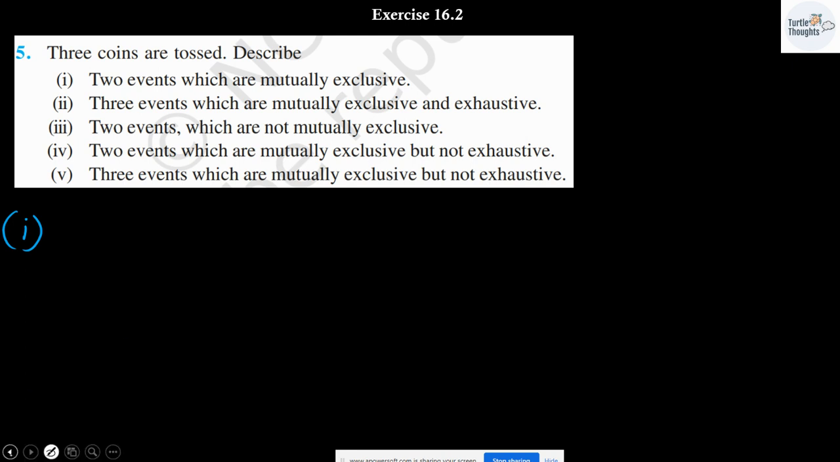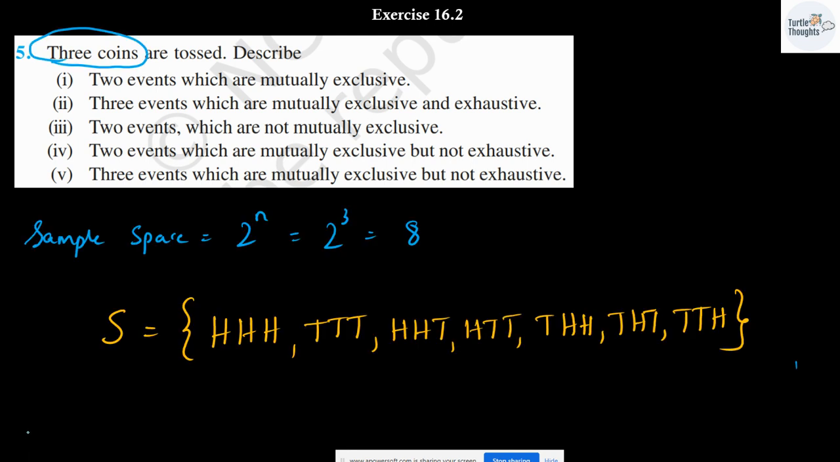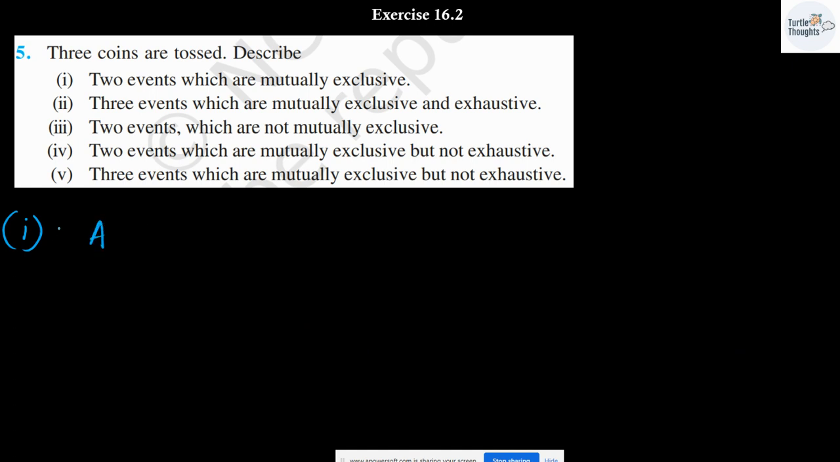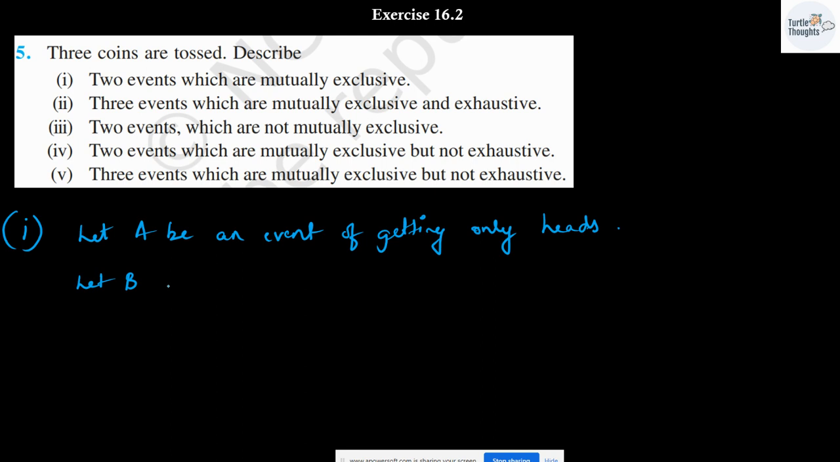Which are mutually exclusive here? Let me consider by taking, let A, the event is not given, we have to consider an event. Let A be an event of getting only heads. Let B be an event of getting only tails.